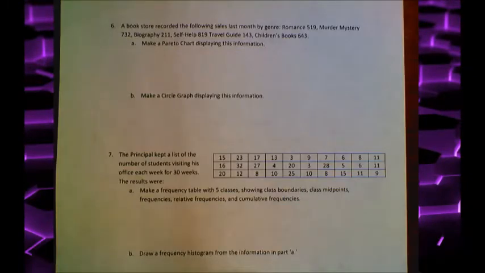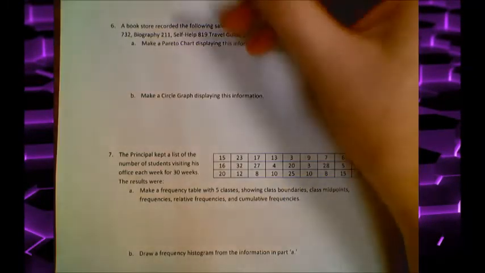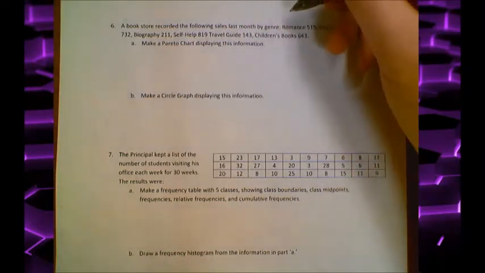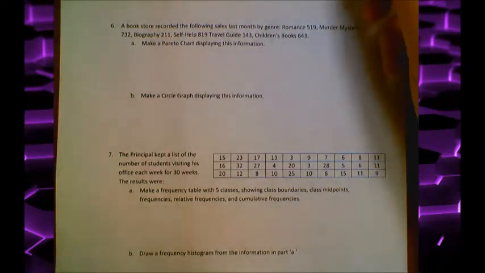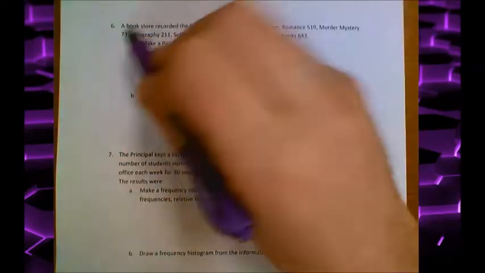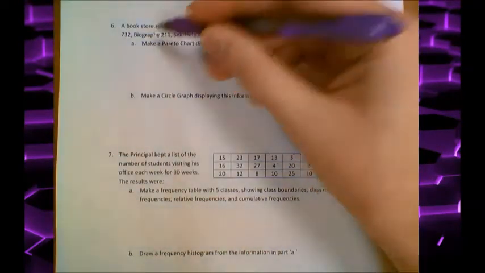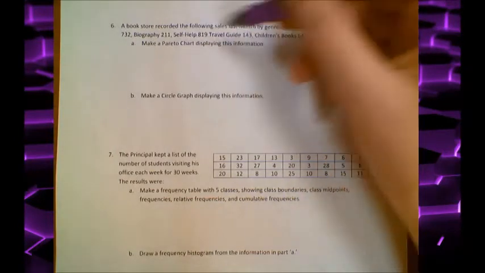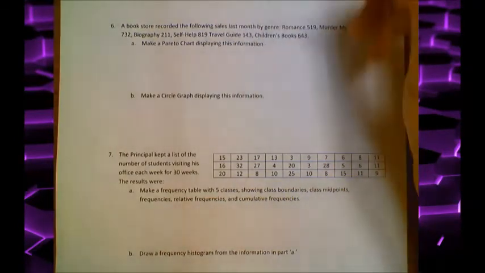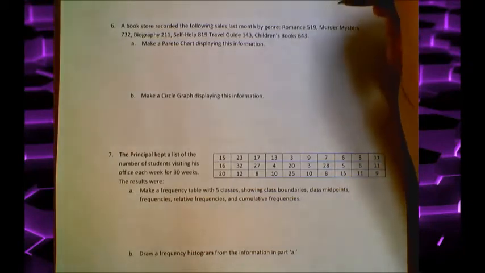All right, so on to number 6 here. So we have a bookstore that recorded the sales from last month per genre. So we have 519 for romance, 732 for murder mystery, 211 for biography, 819 for self-help, 143 for travel, and then 643 for children's books.